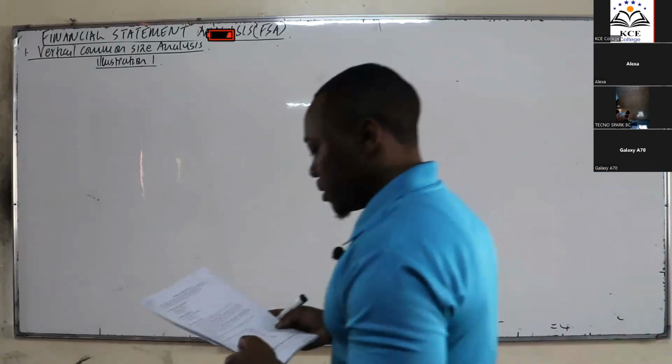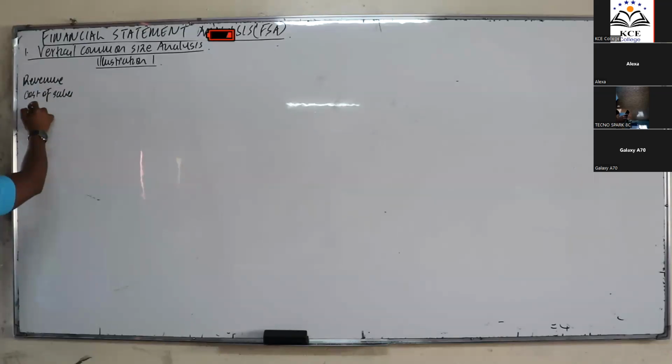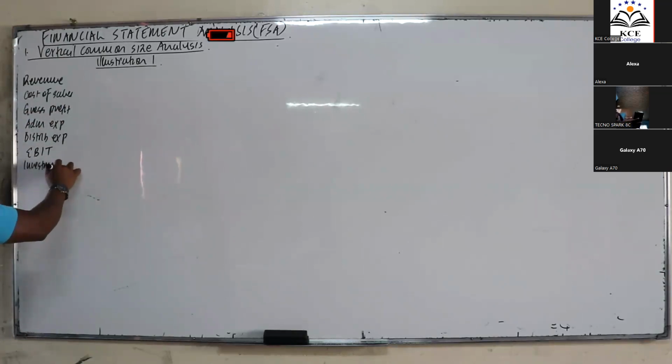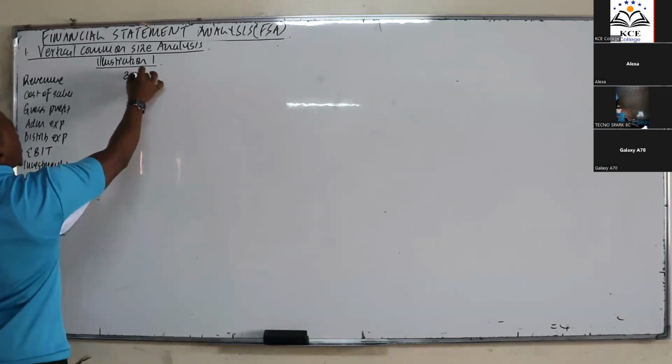So we have the income statement. So we have the revenue. We have the cost of sales. We also have gross profit. We have administrative expenses. We have distribution expenses. Then we have earnings before interest and tax. There's also the investment income. Then we have the earnings before tax. We also have the tax expenses. And then we have the net income. So here we have 30,000.